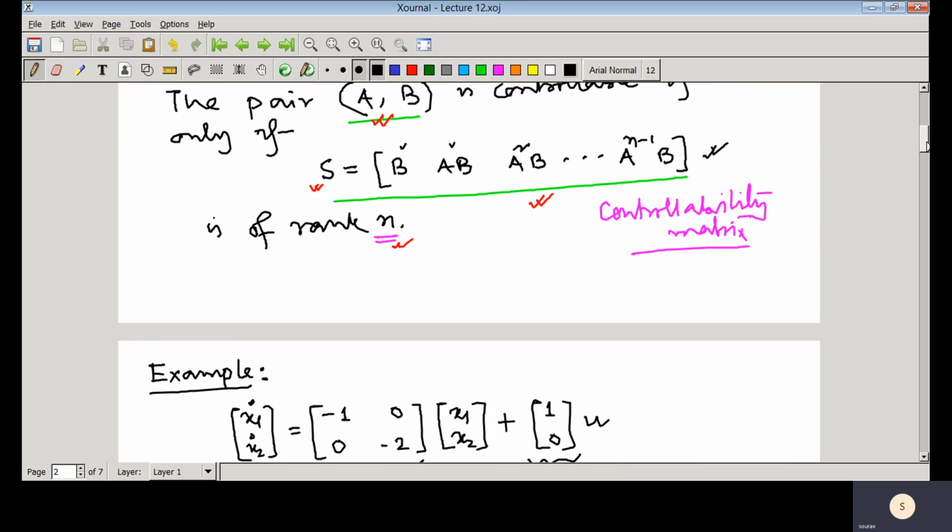I hope now it is clear. If it is a single input system, then you have one column, B matrix. Then AB means another column, A square B means another column. If you write those columns side by side, then it forms a matrix which is called the controllability matrix. In case of a single input system, the controllability matrix becomes square, but in case of multi-input, multi-output systems, it is not a square matrix. But in any case, the rank of this controllability matrix should be equal to n, that is the row rank.